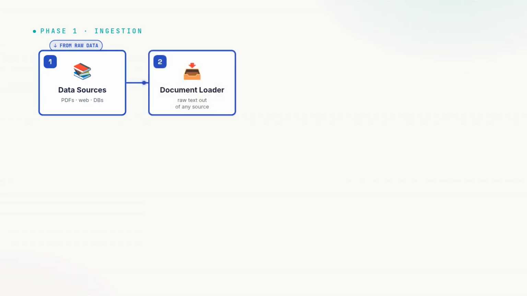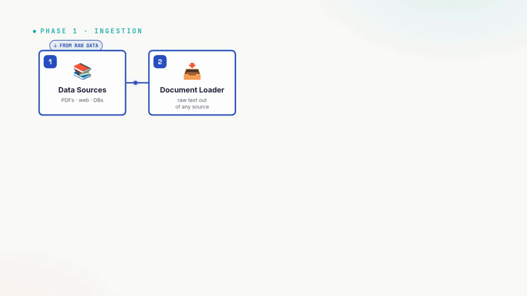Step 2. The document loader. This is where each source gets cracked open and stripped down to raw text. A PDF becomes text, a web page loses its chrome, a database row becomes a field. One loader per format, same output, clean text.